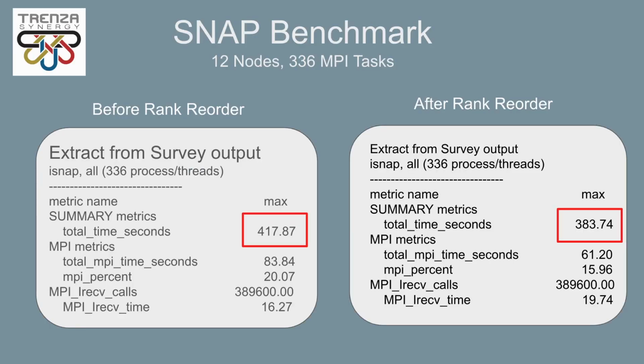CrayPAT provides a procedure for generating a more efficient MPI rank order, giving an MPICH rank order file that is used in conjunction with an environment variable setting, MPICH rank reorder, when the application is run again. Here are the results after the MPI rank reorder has been invoked at runtime. Notice the performance improvement from 417 seconds to 383 seconds, nearly a 9% decrease in runtime. And we have seen improvements of up to 2 times when using this feature on runs of thousands of nodes.